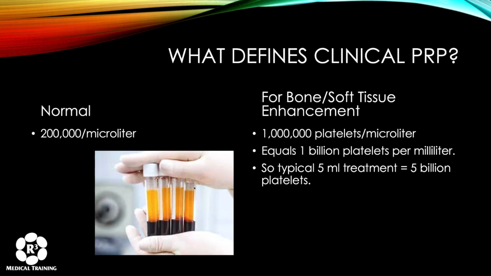So when you're talking about clinical PRP, when you look at normal blood, there are 200,000 platelets per microliter on average. Studies that have been done looking at what it takes for bone and soft tissue enhancement with healing is increasing that to 1 million platelets per microliter. And when you do the math, that's 1 billion platelets per milliliter. So in a typical 5 milliliter treatment, that would be 5 billion platelets.